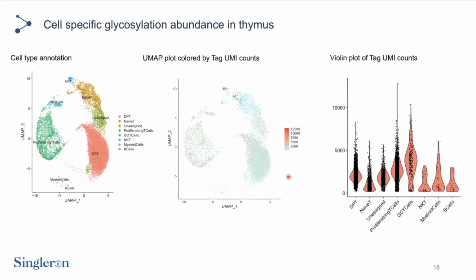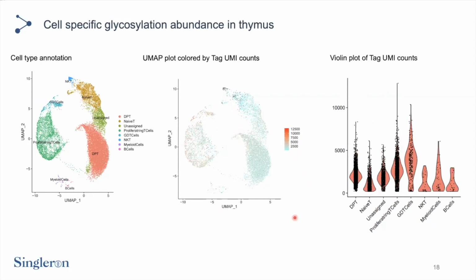The second organ that we looked at was the thymus, because the thymus is important for T cell maturation. In this case, on the first plot, you see the cell type annotation. There are different cell types that we can detect. And in the middle, those are the tag UMI counts. Here you can also see, for example, gamma delta T cells and part of these groups have more glycosylation than the other types of cells. And this is also reflected in the violin plot on the right side.